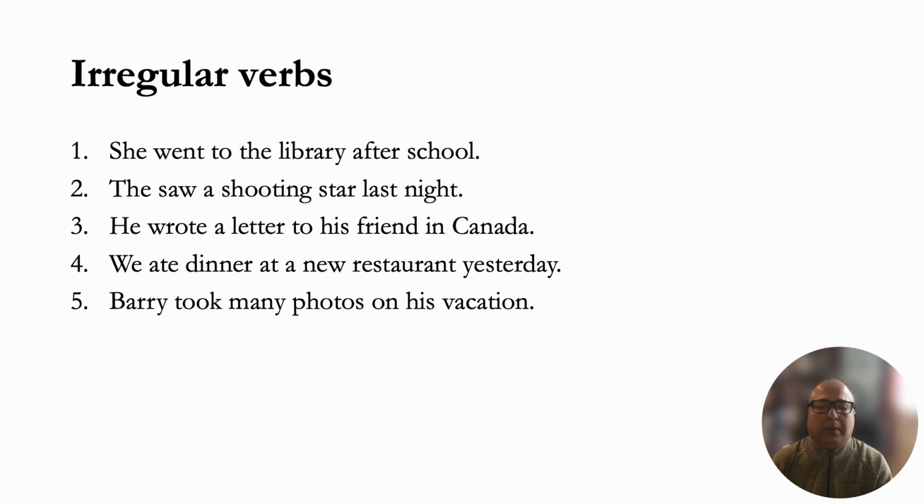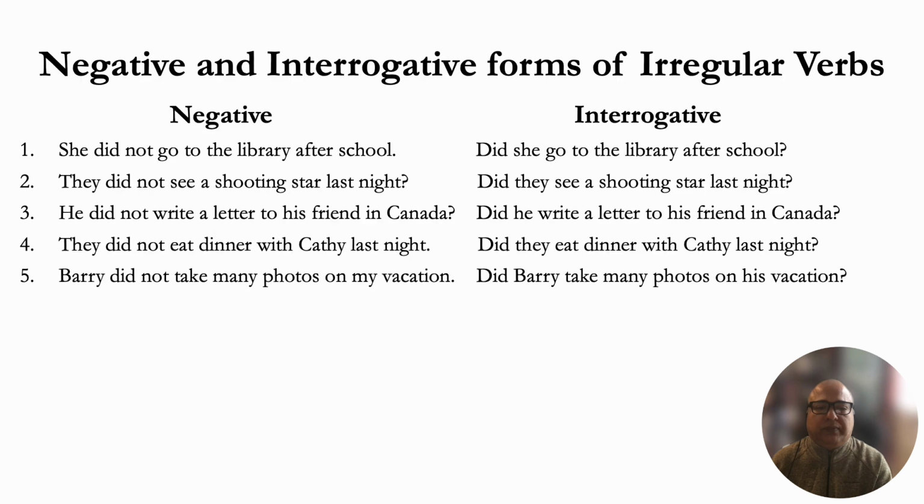She went to the library after school. They saw a shooting star last night. He wrote a letter to his friend in Canada. Okay? Very good. So, negative and interrogative forms of irregular verbs.